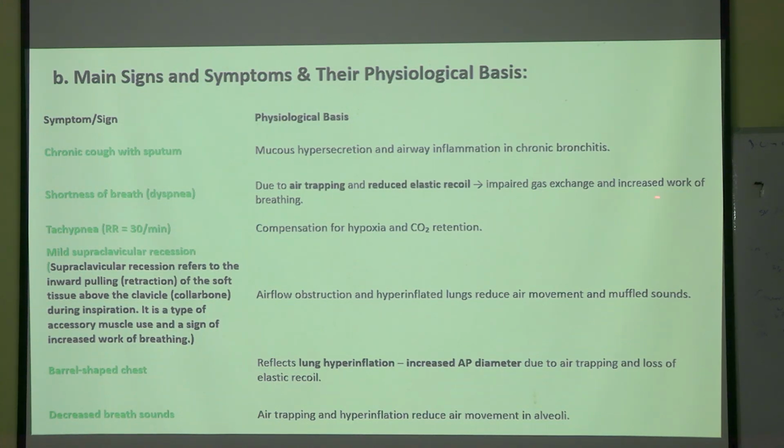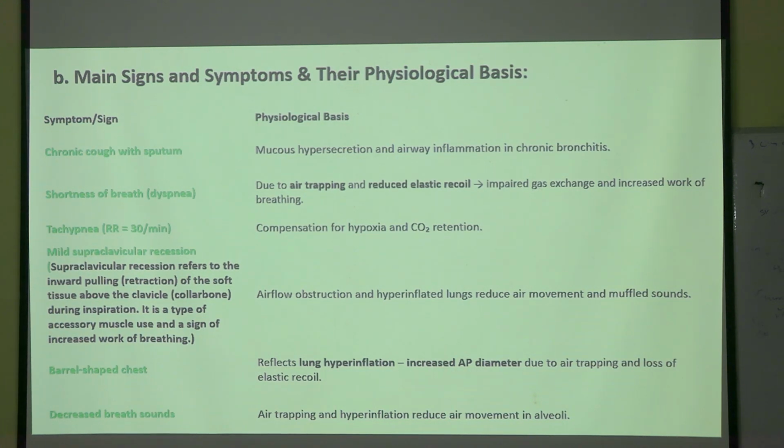Here we have mentioned the person needs to increase work for proper breathing. So to maintain that condition, we need the involvement of particular muscles, that is the accessory muscles. And what is the location of those muscles? Those muscles are involved in inspiration, and it is a type of soft tissue, and the inward pulling of that soft tissue occurs during inspiration.